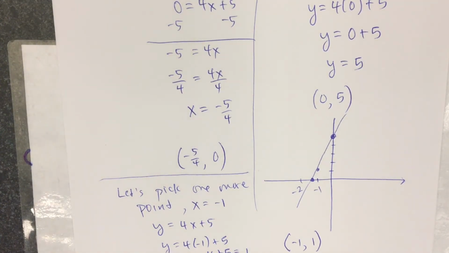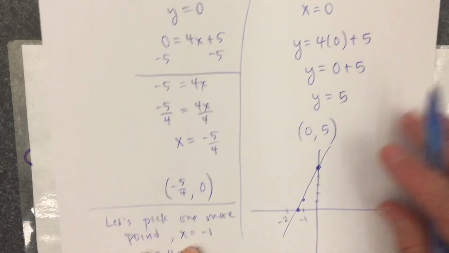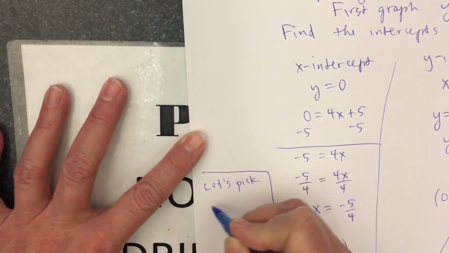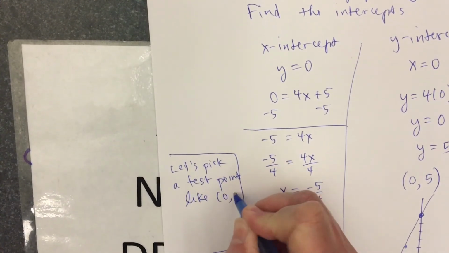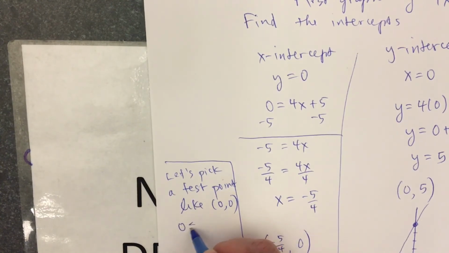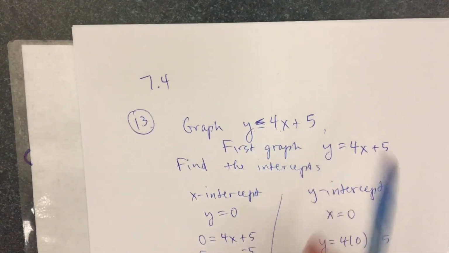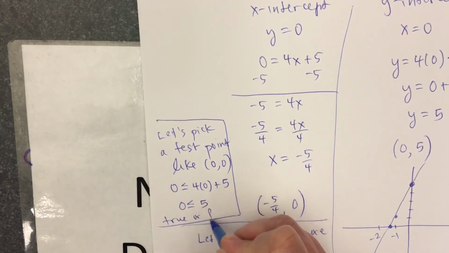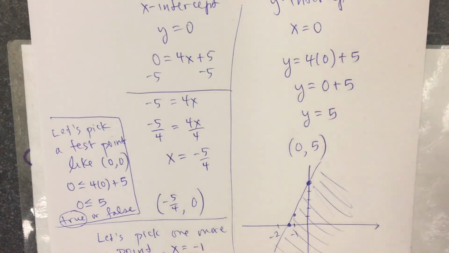I need to pick a test point and decide what side of the line is always true. Let's see, on the paper, I'm going to put it in this corner. Let's pick a test point. Well, like 0, 0. Something that's not on the line. Plug it into the problem. I'll have 0 is less than or equal to 4 times 0 plus 5. I went with y is less than or equal to 4x plus 5. Work that out. You'll have 0 is less than or equal to 5. Is it true or false? That is true. So we're going to shade the side of the line that 0, 0 is on.